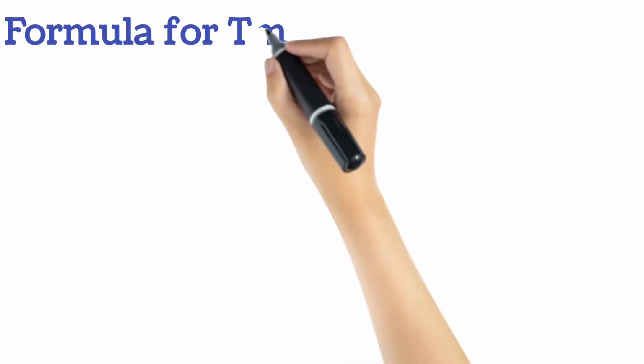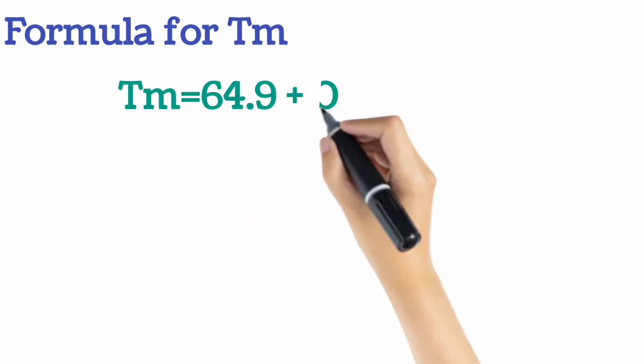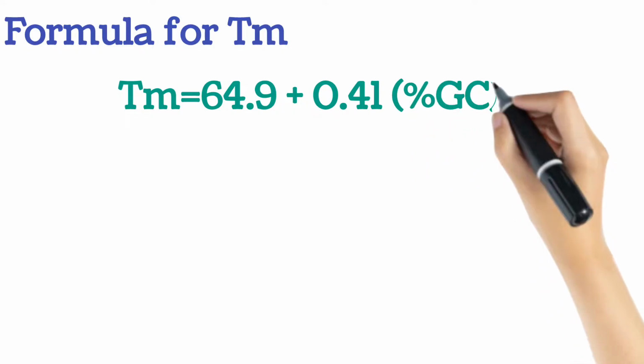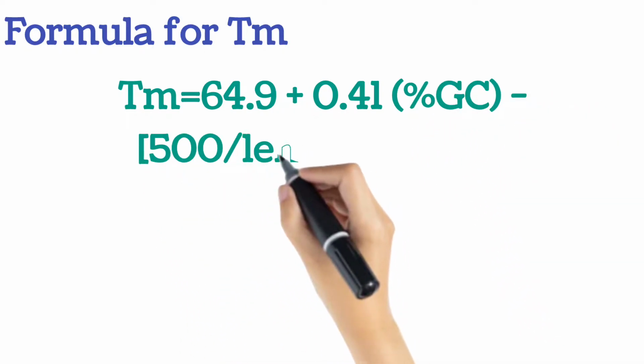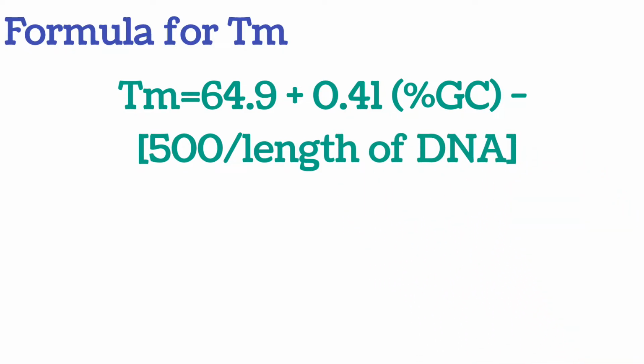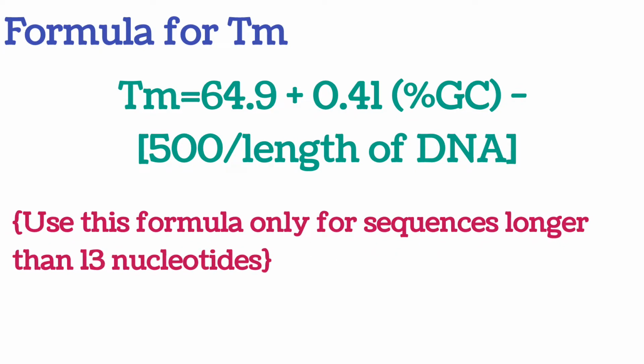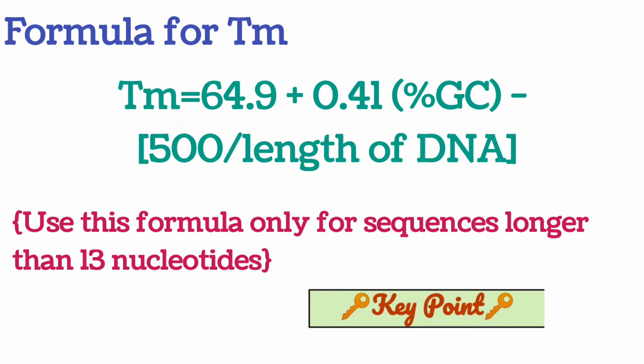Now, if the length of DNA is given and percent GC content is given and your DNA fragment is longer than 14 nucleotides, use the formula which is there on your screen, that is Tm = 64.9 + 0.41 (%GC) - (500 / length of DNA). Use this formula only for sequences longer than 14 nucleotides. Remember, this is a key point. Use this formula only if the DNA fragment is longer than 14 nucleotides.